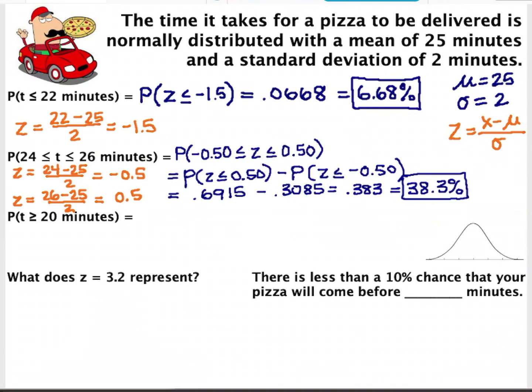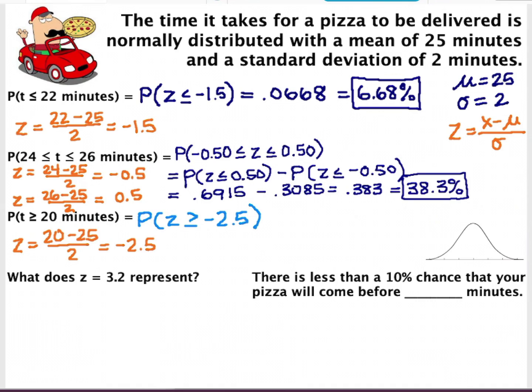This next one will be a little bit simpler. Step 1 is to convert that t to a z-score. So that represents a really fast time, 2.5 standard deviations below average. And I would say most pizzas are going to take more than 20 minutes to arrive, wouldn't you say?